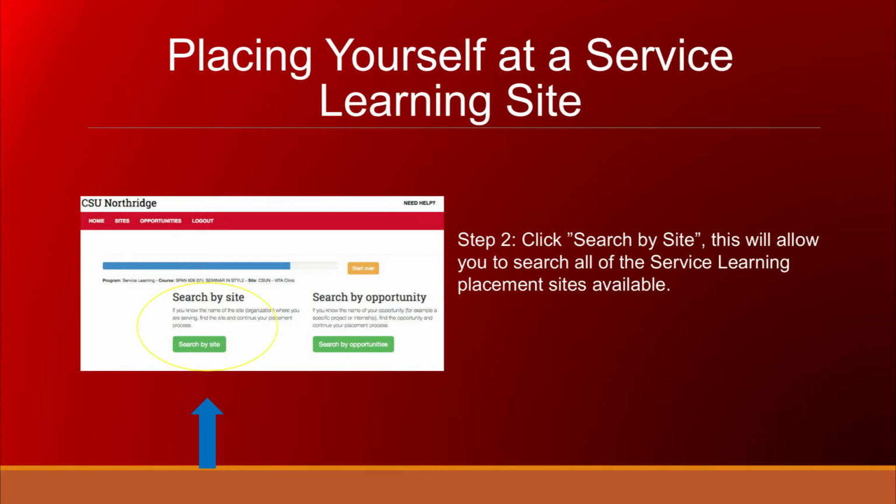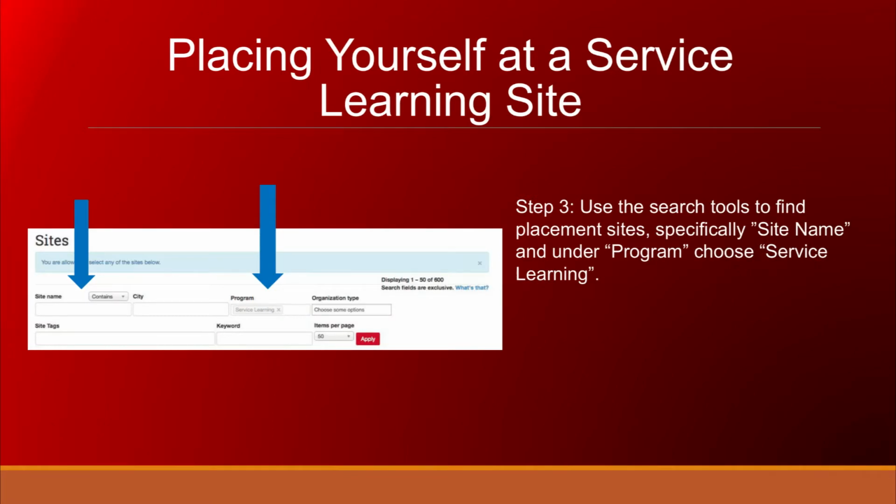Placing yourself at a site. To place yourself at a site, locate the Sites button on the navigation bar. Click Search by Site. Here, you can see a list of all available placements as well as search for specific sites by name. To use the search tool, enter your site name in the search bar and under Program, select Service Learning.